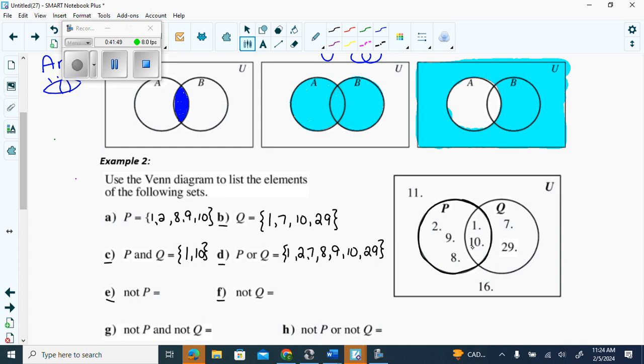So, we're going to write 7, 11, 16, and 29. Not Q. We cover up Q. And we say 2, 8, 9, 11, and 16, right? All right.